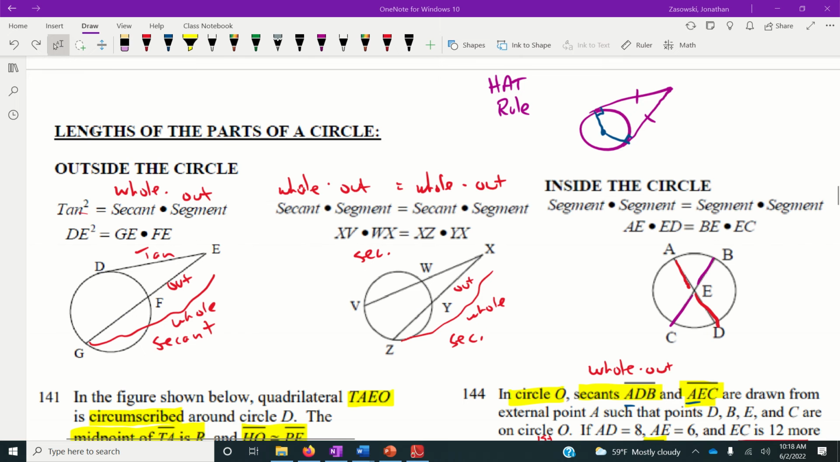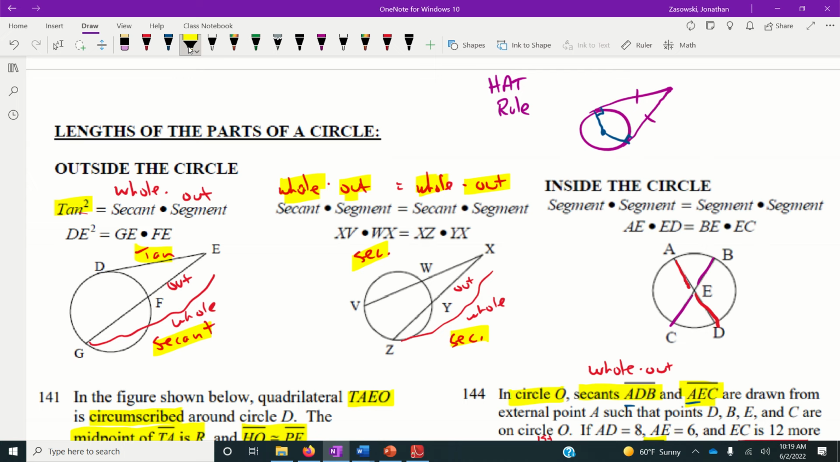Okay, so the lengths of the parts of the circle. So we're talking about segment length. Remember that anytime we see a secant line, we're going to think of the whole times the outside. And anytime we see the tangent line, we're going to think of tangent squared. So if we have a tangent line, we're thinking tangent squared. And if we see the secant line, we're doing whole times outside. So if we have two secant lines, we're going to be doing whole times outside for both of those lines.